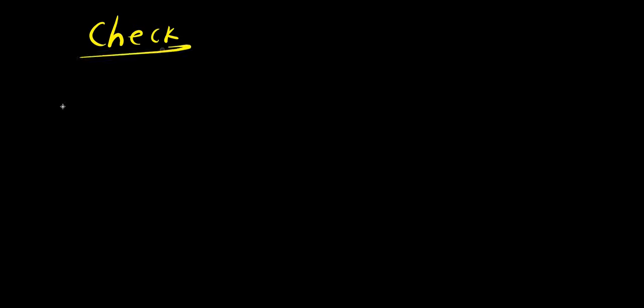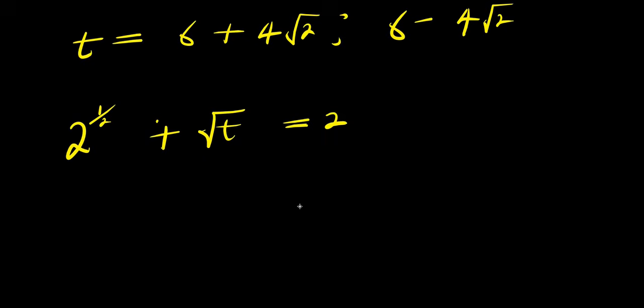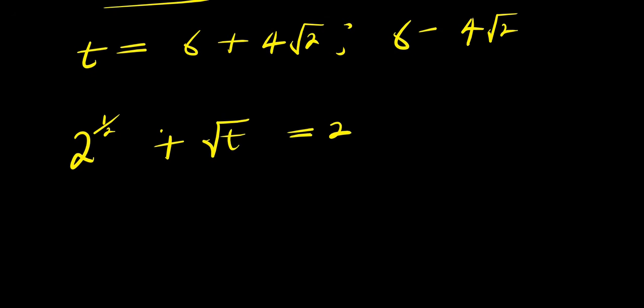I have checked. I have t equals, the first one here is 6 plus 4 times root 2, and I have 6 minus 4 times root 2. So let's record the problem, which is we have 2 power 1 over 2 plus square root of t equals 2. And we simplify this to square root of 2 plus square root of t equals 2.